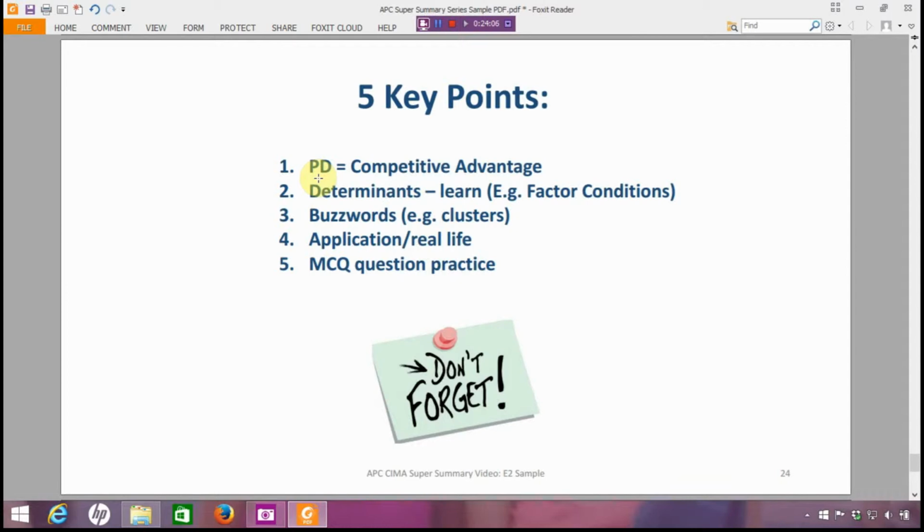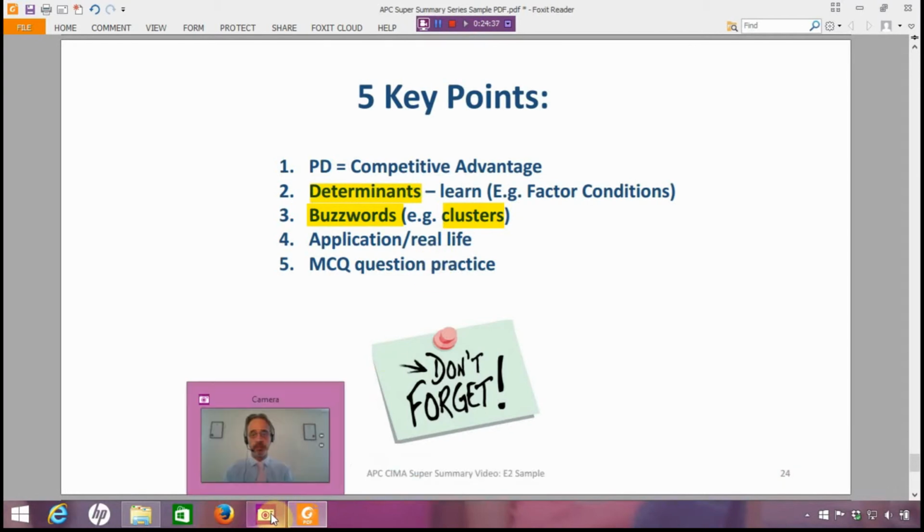What you've got to do is to learn the determinants or the elements of each of the model and learn what they mean. Remember the buzzwords, they're important, e.g. clusters and indeed sophistication. Absolutely central to your success, not least in MCQ questions, but also in your case study exams. Do try to apply your knowledge to real life. That will help you get that deeper level understanding. And certainly make sure that you practice questions as often as possible.